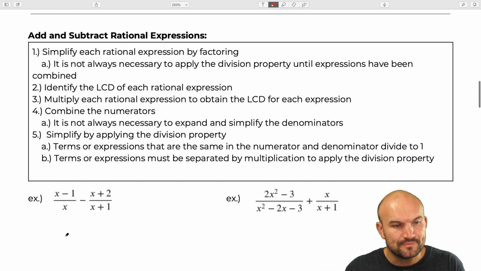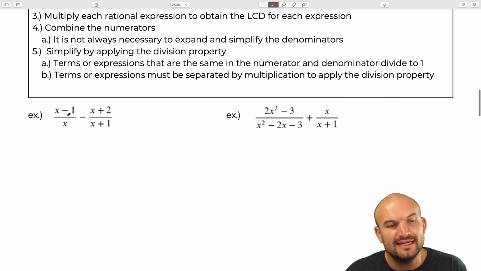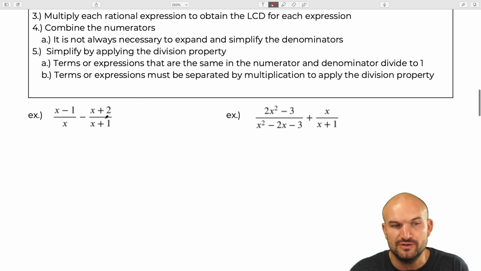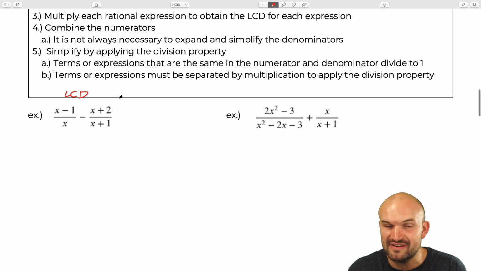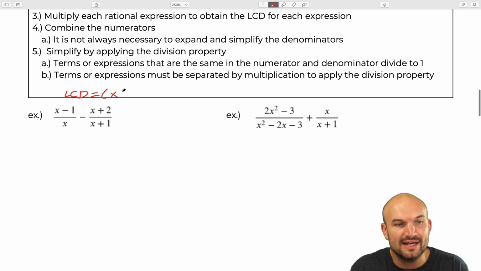denominator. If it's not easy to identify what the common denominator is, one quick tip is to just multiply your two denominators. So in this case, I don't see what x and x plus 1 have in common, so I'm just going to write the product. The LCD is going to be x times x plus 1.